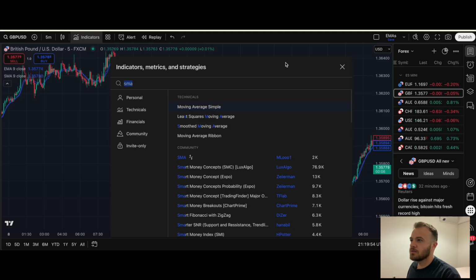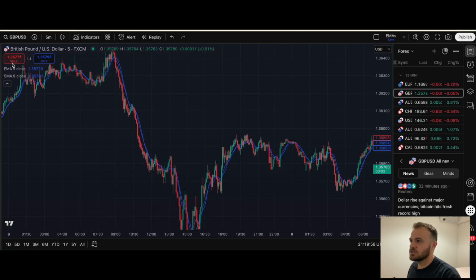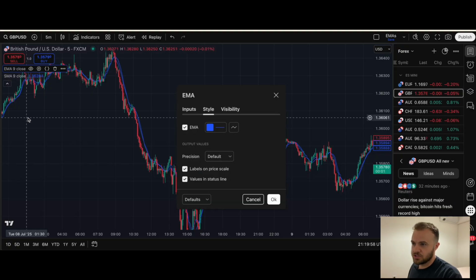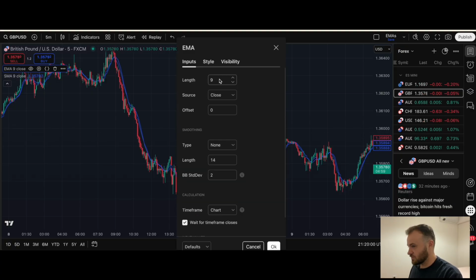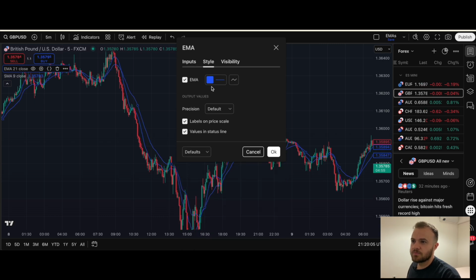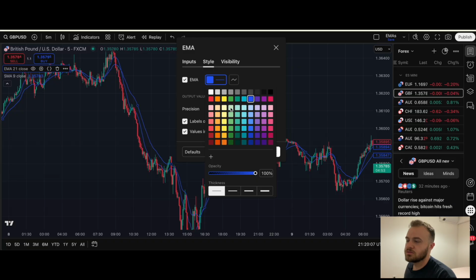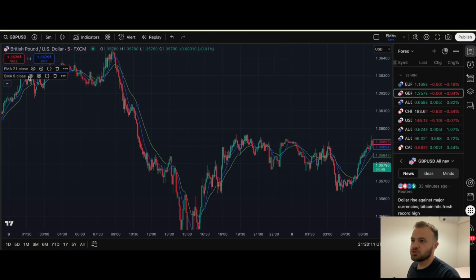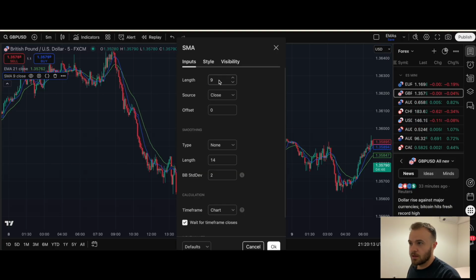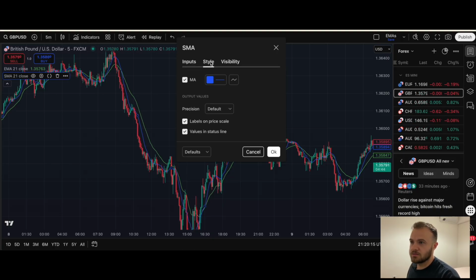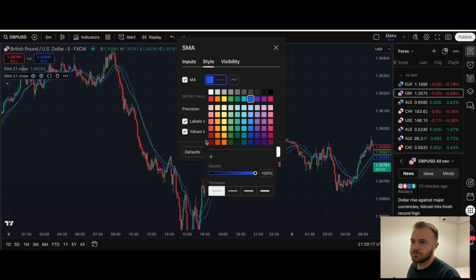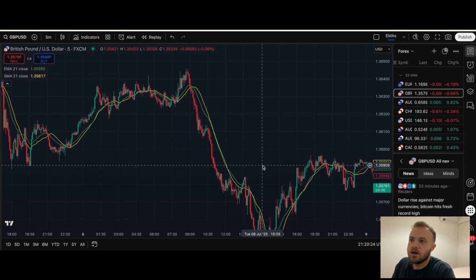All right, these are both defaulting to a 9, which is really fast and kind of hard to see a difference. So let's change these to 21s. Let's make this EMA green, and let's make this SMA also a 21, but let's make it, I don't know, yellow. All right, so we can see these are pretty similar.